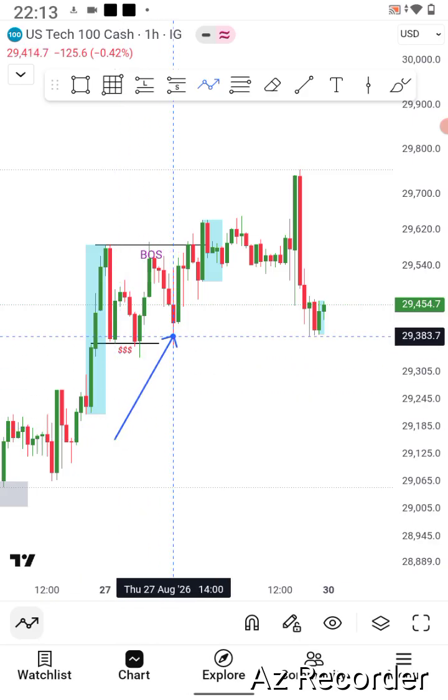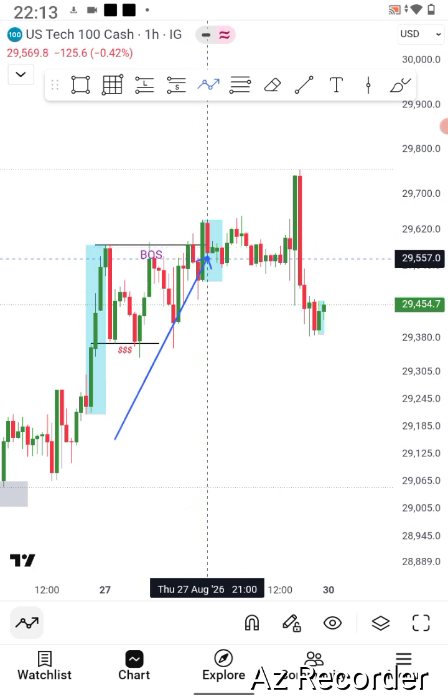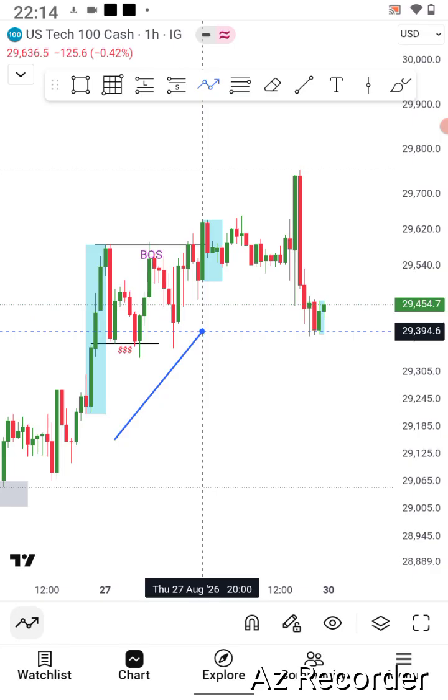Now I'm not using this. I've not even seen any order block here. It did not lead to any break of structure. Are you seeing it now? There was no closure above. So it was this one that completed the move that broke structure.